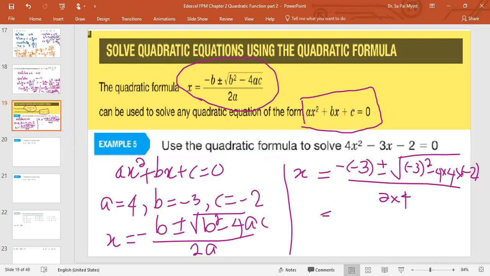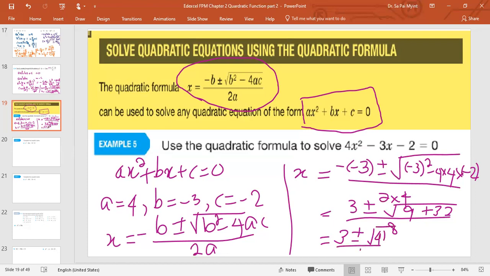This one we need to simplify. 2 times 4 is 8. Minus 3 changes to plus 3. Plus or minus square root of minus 3 squared, which is 9. Minus changes to plus: 4 times 4 is 16, 16 times 2 is 32. We need to simplify 3 plus or minus square root of 9 plus 32. What do you get? Square root of 41, divided by 8.